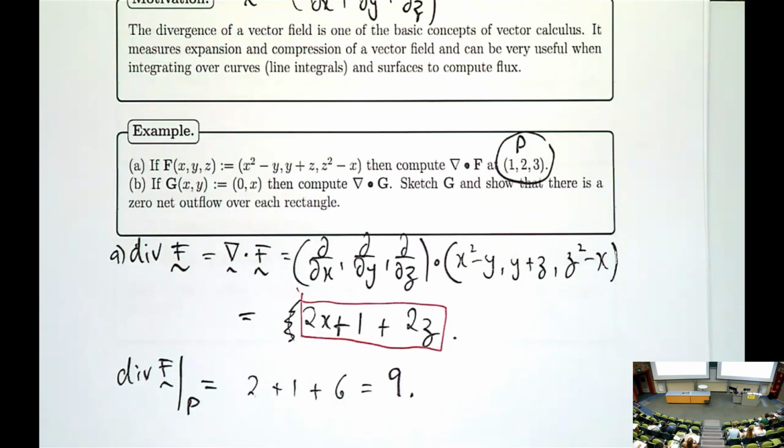Just to clarify, you're doing the dot product of the gradient and the vector field. Is that, or is it not? No, that's a really good question though. What has this got to do with gradient? Nothing. No, because f is a vector. It's not like a function of 2 variables or 3 variables, which gives us a surface or something like that.